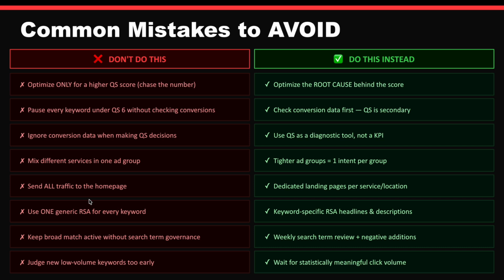And mistake number 6, using one generic ad for every keyword. Write keyword specific headlines. If someone searches apartment cleaning, your ad should say apartment cleaning. And mistake number 7, running broad match keywords without checking search terms. Broad match is powerful but dangerous without weekly search term review and negative keywords. And the last mistake is judging new low volume keywords too early. Wait for enough data before making a decision. A keyword with 20 clicks is not enough to judge fairly.